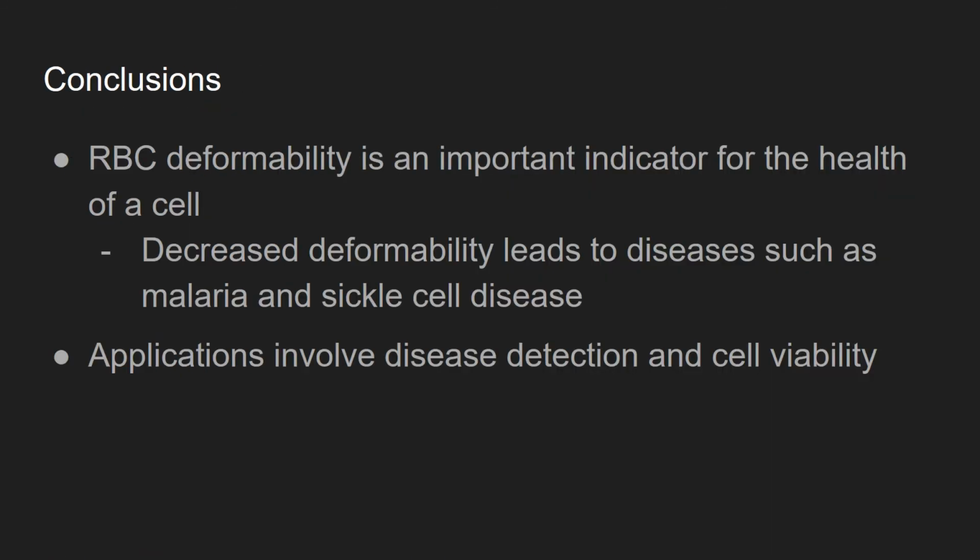To conclude, RBC deformability is important to the health of an individual. This deformability is an important marker for rheological diseases. If a cell is unable to deform and make it through a capillary, blockages can occur in the form of aggregates, which can cause hypertension or diabetes, among others. In addition, applications of cell deformability include cell viability and disease detection.